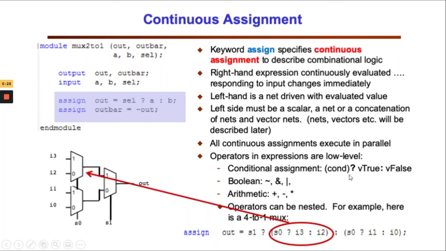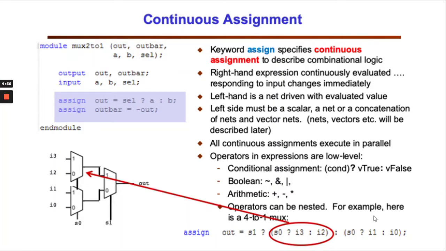For example, the conditional assignment: if the condition is true, then select the first one. If false, select the second one. And you can also use Boolean operators like inverted AND, or you can also use arithmetic. So operators can be nested.